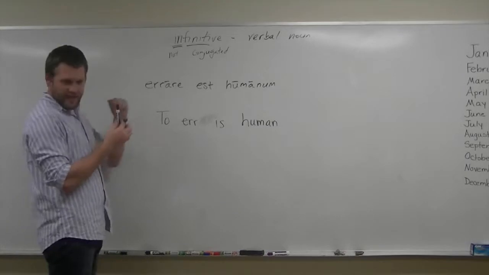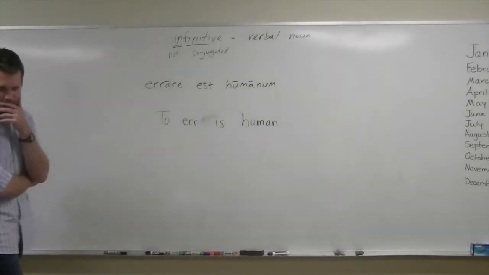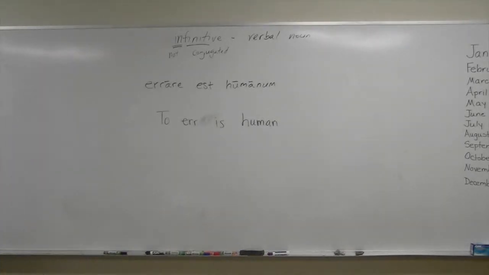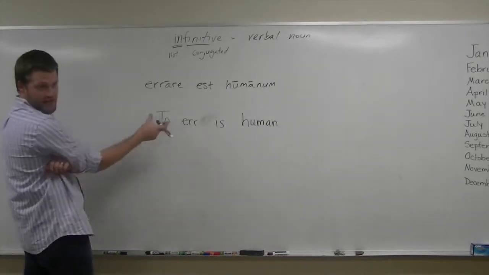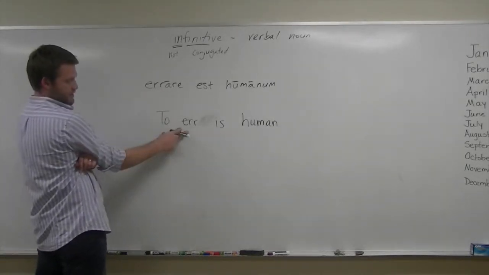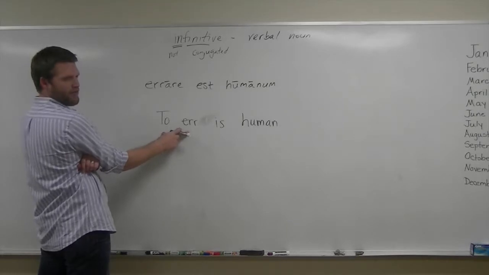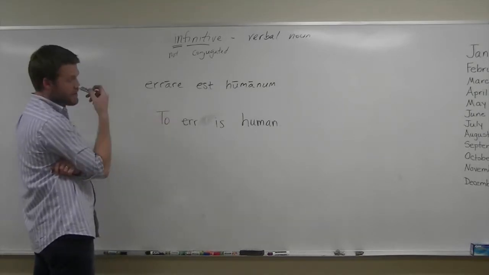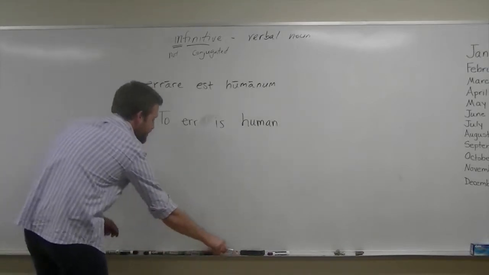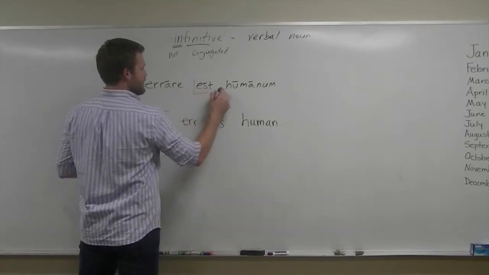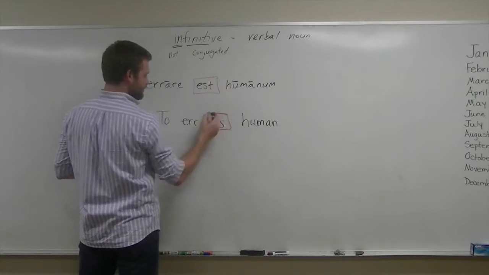So what is the conjugated verb in that sentence? It's actually not "to err"; that would be our infinitive. So what is our verb that's conjugated? It's est, right. So est is our conjugated verb. In English, is.